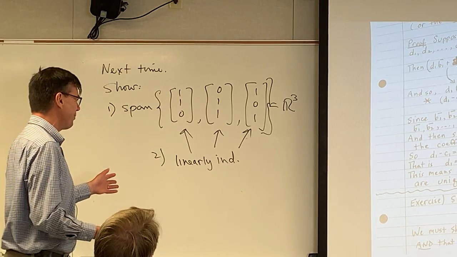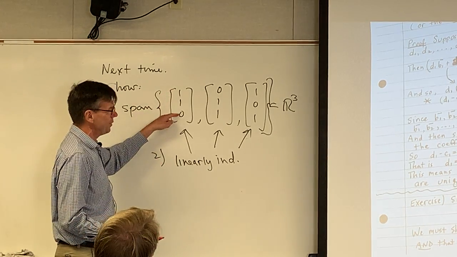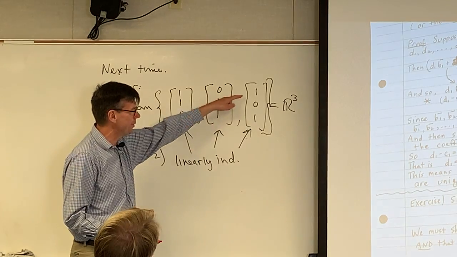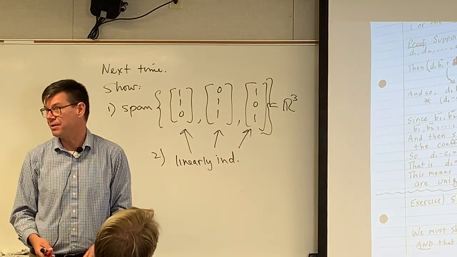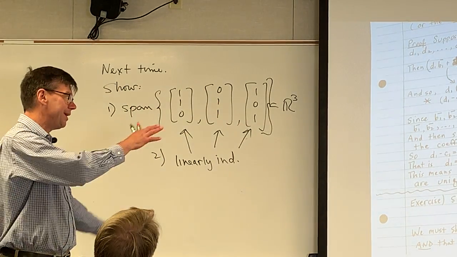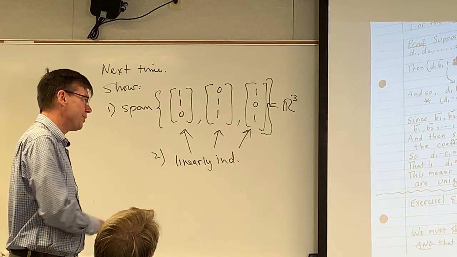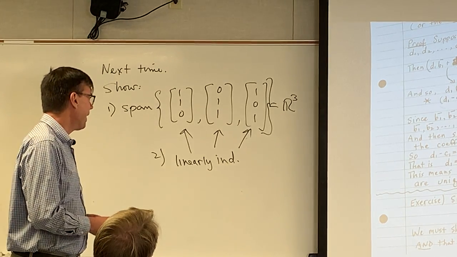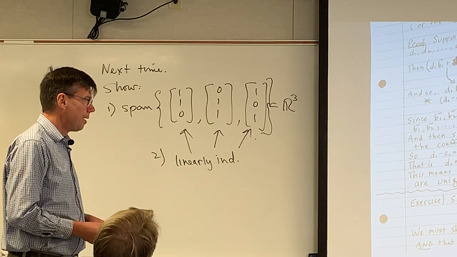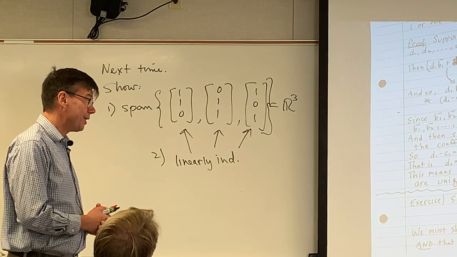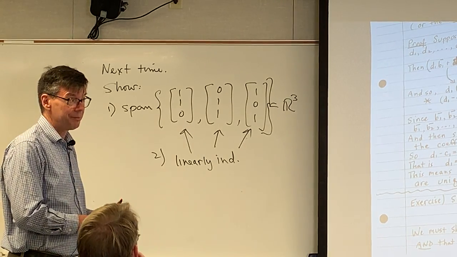That's not the standard basis. We love (1, 0, 0), (0, 1, 0), (0, 0, 1) as our basis of R3. But we can also find other sets of vectors that are possible bases. And we'll get into all the details of that next time.